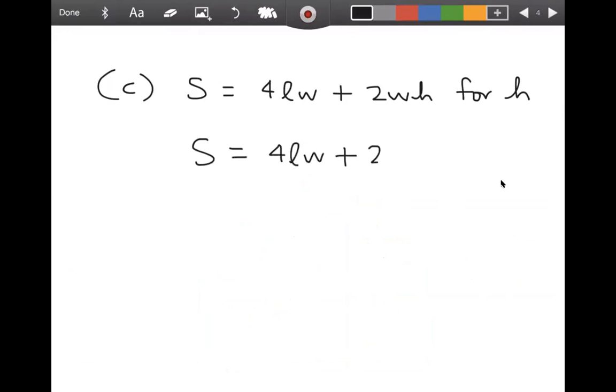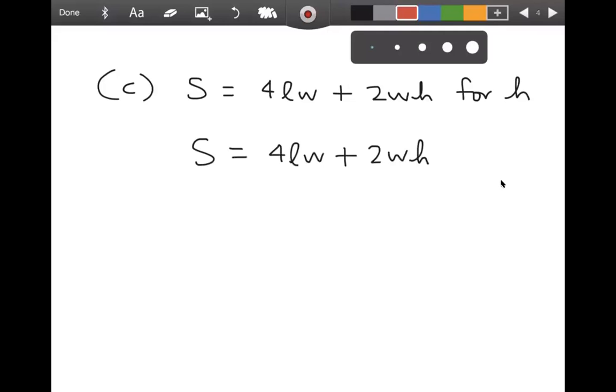Okay, so hopefully you've tried this problem. What's standing in the way of h being by itself is first that 4LW. So somebody took h, multiplied it by 2W, and then added 4LW. So the adding of 4LW, that's the first thing I have to undo. Remember to do that to both sides.